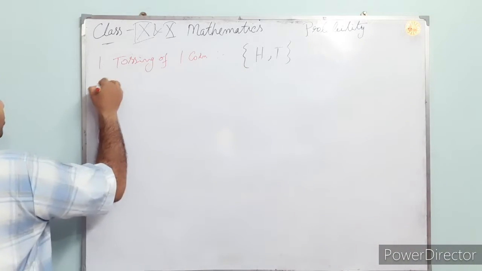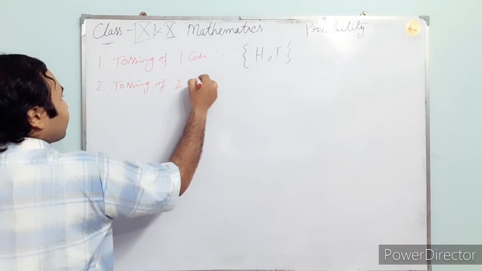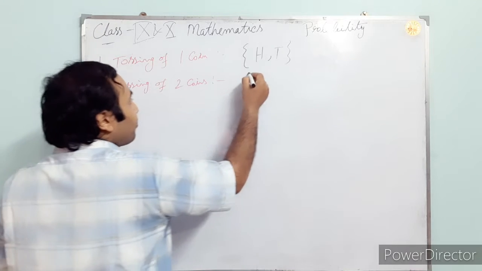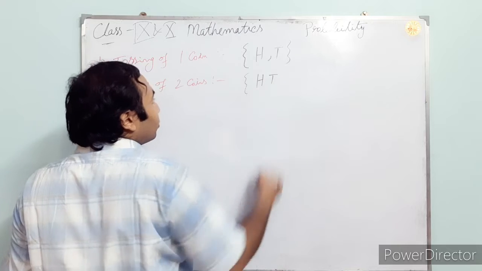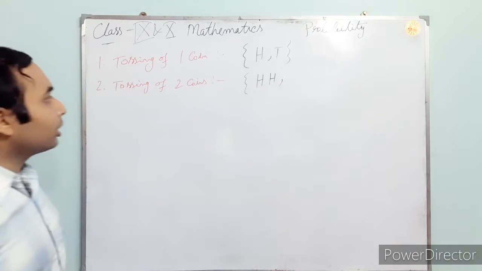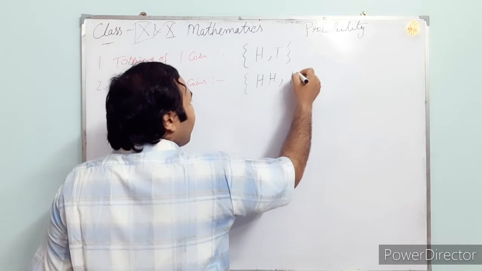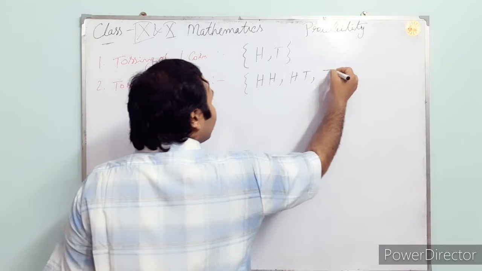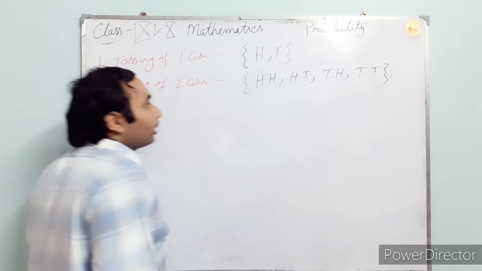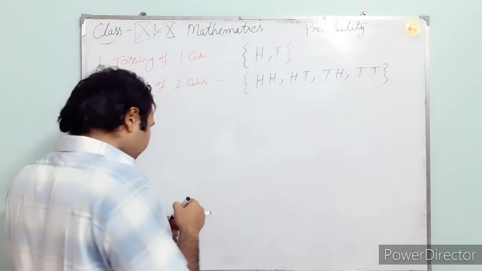Number two, tossing of two coins. What will come? Tossing of two coins means two coins simultaneously. So both heads can come, one head and one tail can come, one tail and one head can come, and both tails can come. So the sample space consists of four elements.